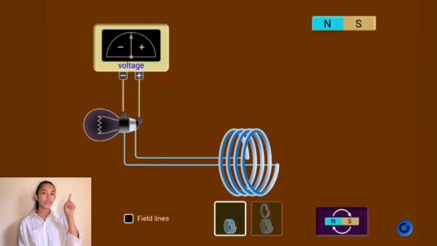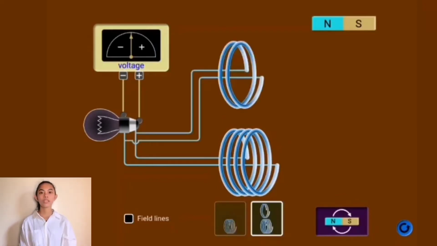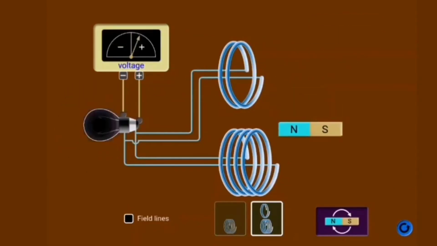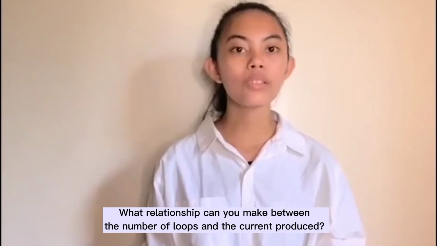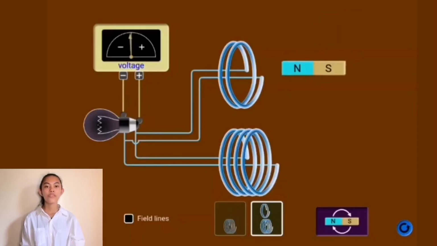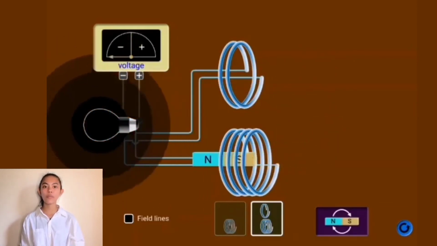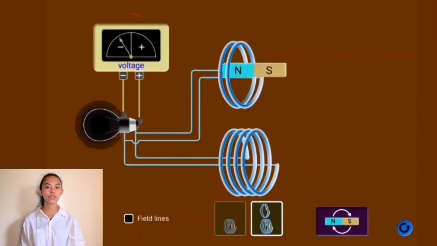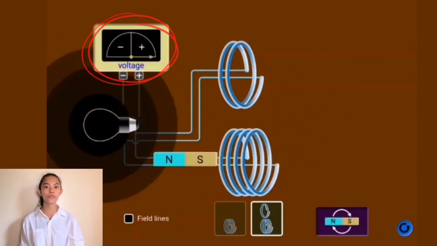Problem number 4. Select the 2 coils option in the simulation. Move the magnet in and out in both coils, like this. Now, observe what happens. What relationship can you make between the number of loops and current produced? The explanation behind this is that as the number of loops increases, the current produced also increases. We can say that electromotive force and number of loops share a direct relationship. From the data and analysis of the simulation, we can conclude 3 main things.